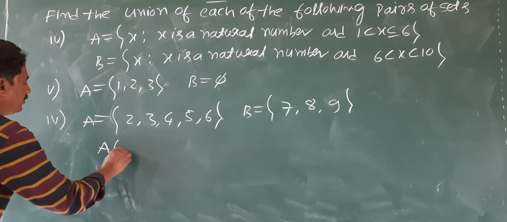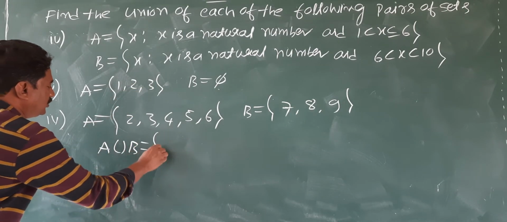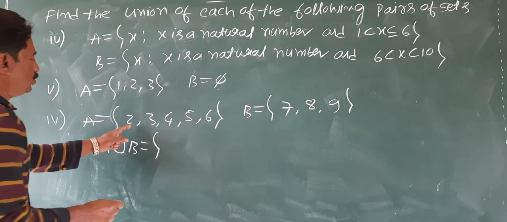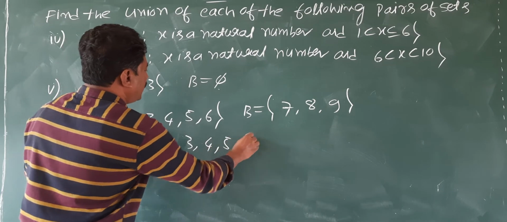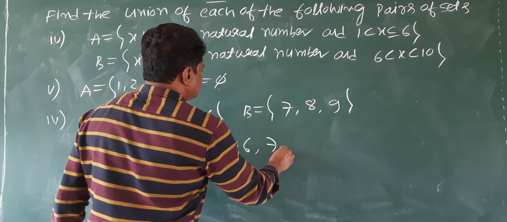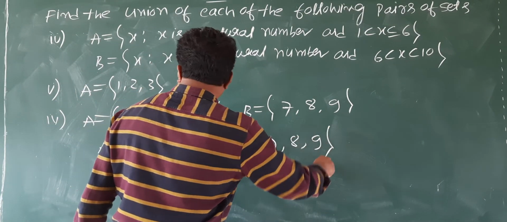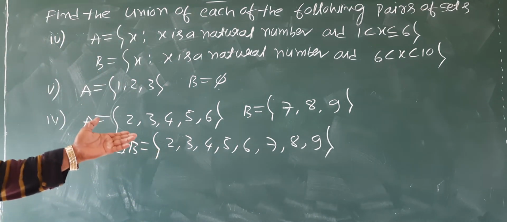So A union B is 2, 3, 4, 5, 6, 7, 8, 9. So we got A union B.